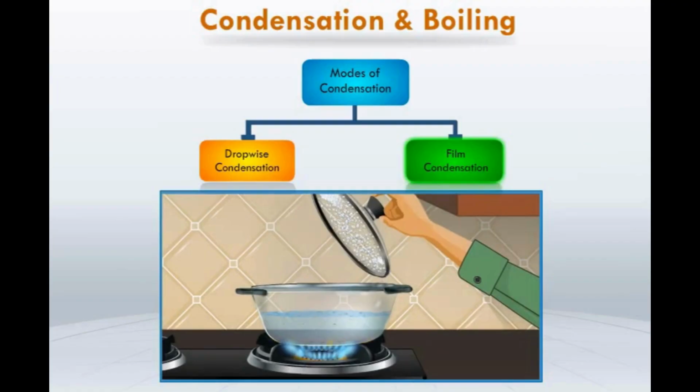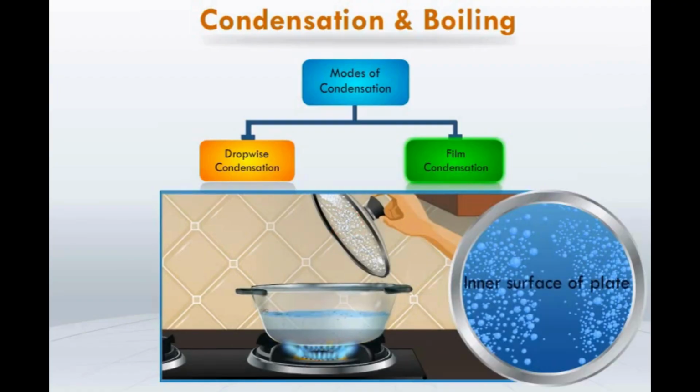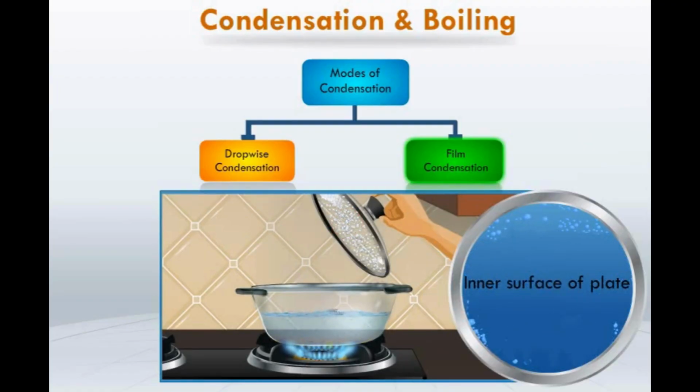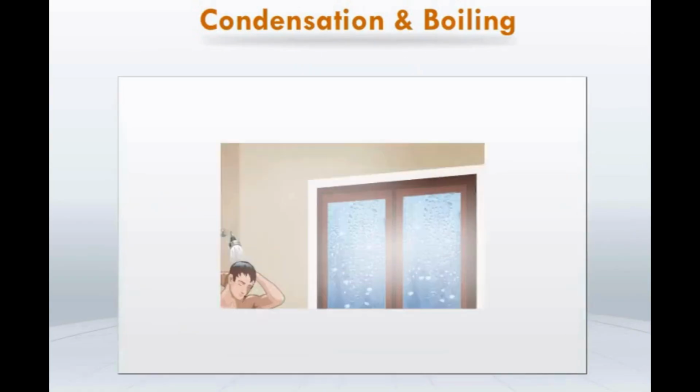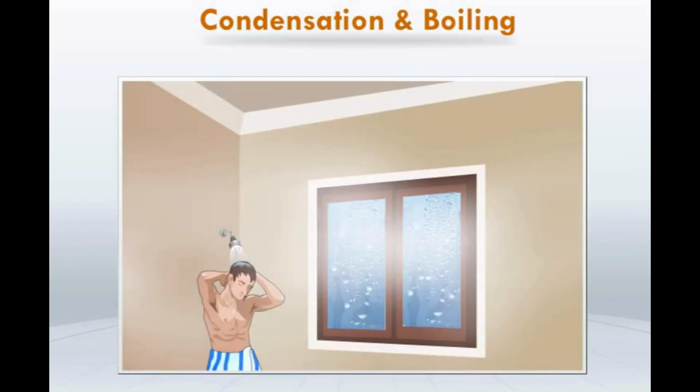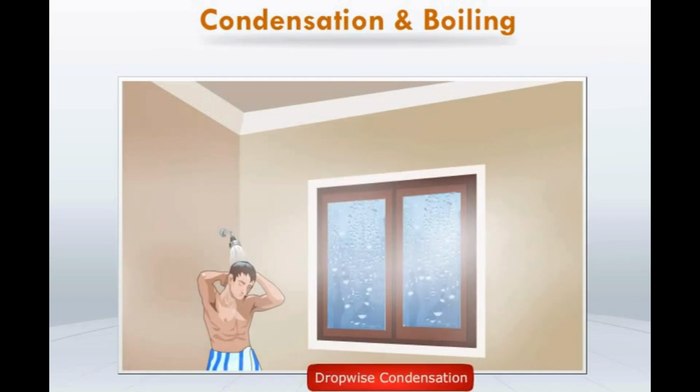As the droplets fall further, we see that their size increases, and a film of water is formed. This is known as film condensation. In our daily life, we can observe these two modes of condensation. When we take a bath with hot water, we see that the vapors condense on the glasses of the windows and mirror. Initially, the condensation is dropwise, but on continued condensation, the process gets converted into film condensation.